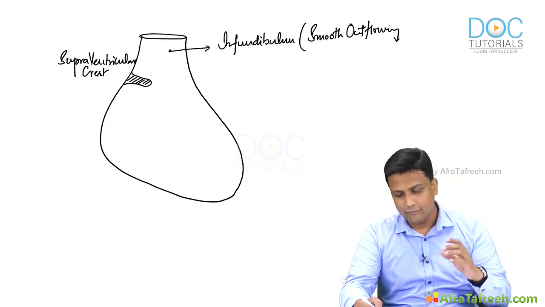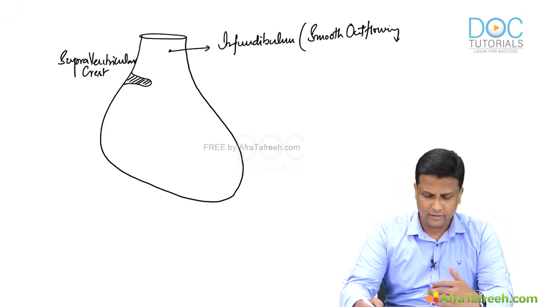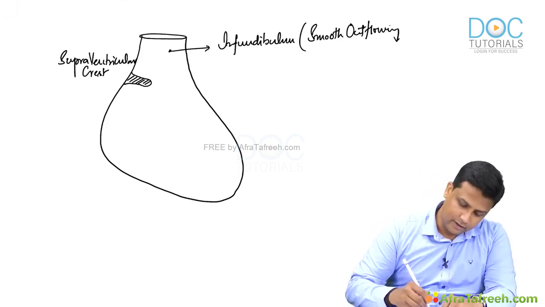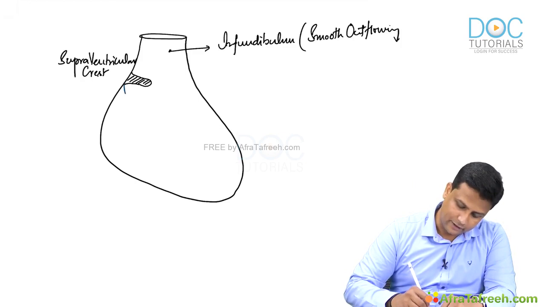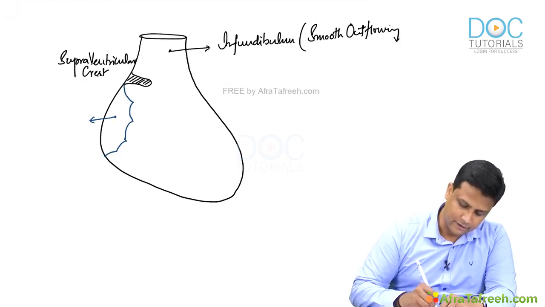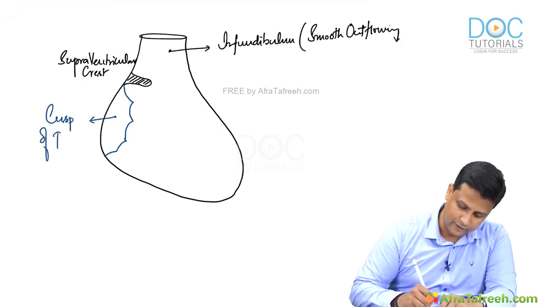Okay, and the inflowing part from where the blood is coming in is the rough part. I'll tell you the details about that one, guys. And here I told you there will be a tricuspid valve. This is the tricuspid valve, and this is like one of the cusps of the tricuspid valve, sir.